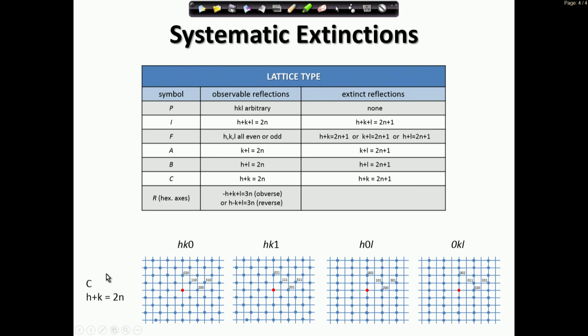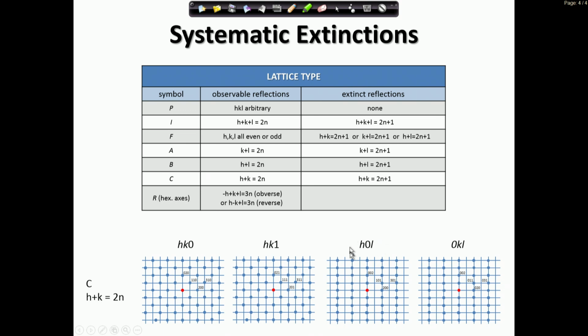So the C-centered lattice gives you, and again you would derive it using the equations that I just presented, systematic absences of the type H plus K equals 2n. So the sum of the first two indices must be even to observe the reflection. And if it's odd, then the reflection is absent. So in the HK0 plane, you see that every other reflection in a checkerboard manner is missing. In the HK1 plane, it looks just the same, because the L index does not enter the expression for the systematic absence, so all planes along L look the same.